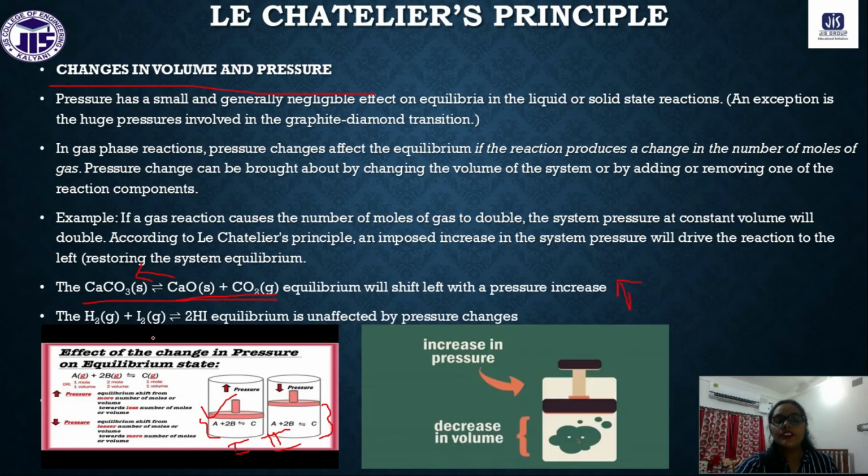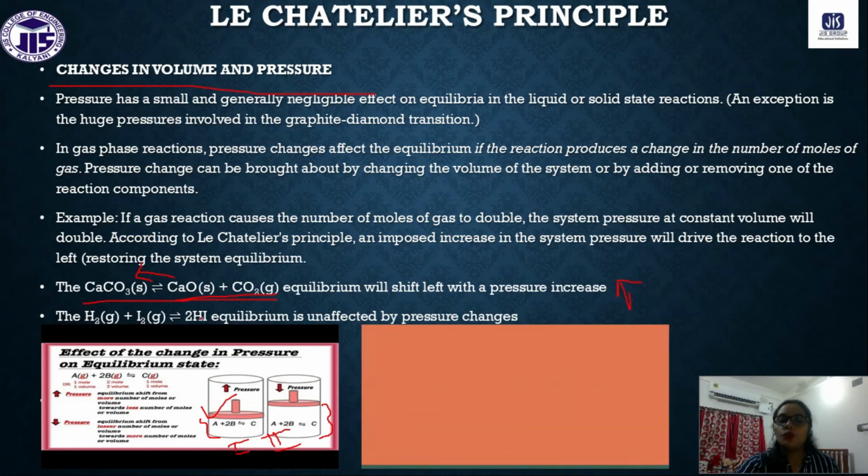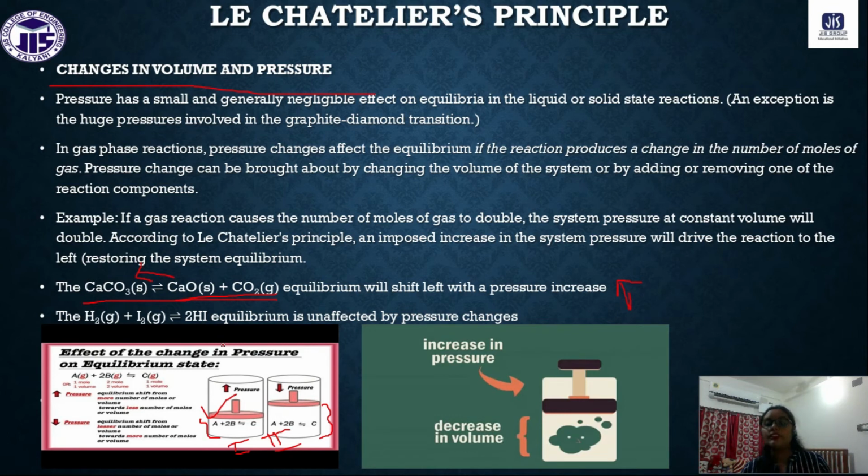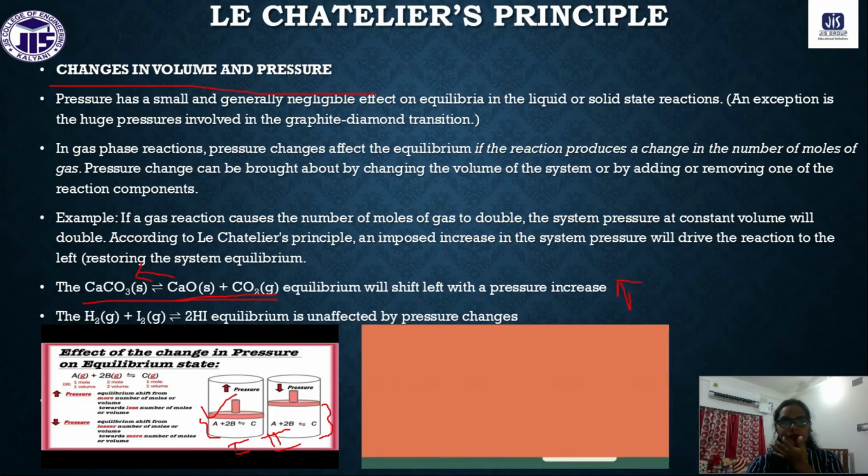For this hydrogen and iodine reaction, if we increase the pressure, what will happen? Look here, two molecules forming two molecules. So there will be no change at all. This will be unaffected by the pressure change. So this is the Le Chatelier principle.